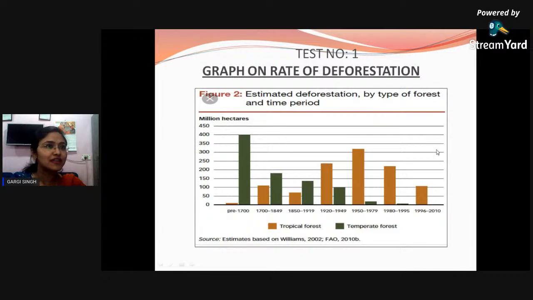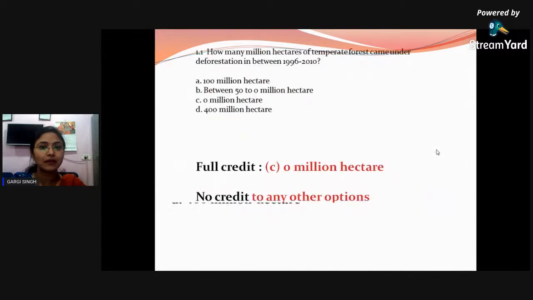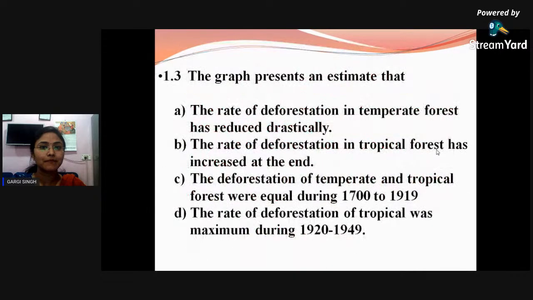B, the rate of deforestation. Shivam says B. Shaurya Pratap also saying B. The rate of deforestation of tropical forest. Jaswant Singh says A. That's good. Okay. Anjali is saying B. The rate of deforestation in tropical forest has increased at the end. Just analyze the data properly. Observe it. Most of you are saying option B.